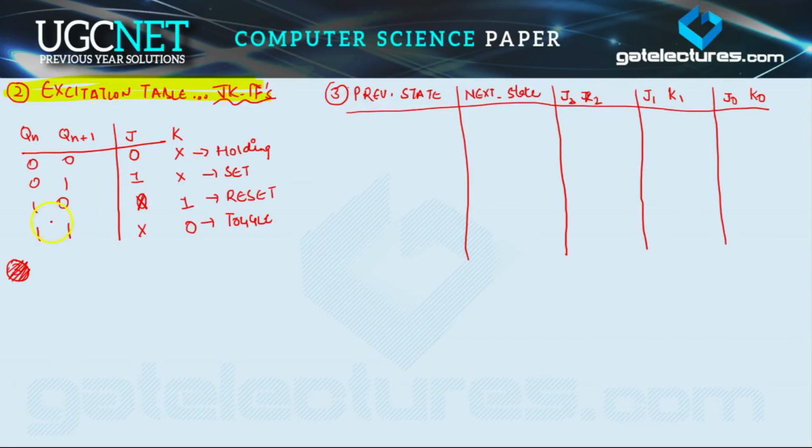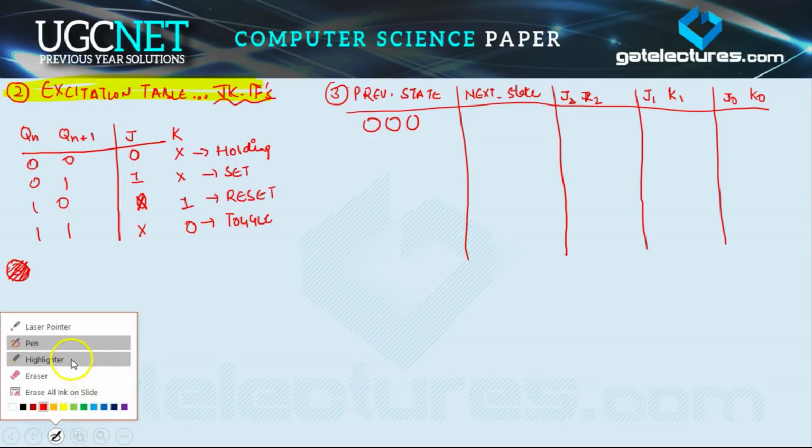So you can see that in the excitation table the inputs are previous state and next state. Here also the inputs are previous state and next state, and you have to find out the values of these. You can easily find it out with the help of the excitation table. So previous state is 1, 1, 1 because it's a down counter now.